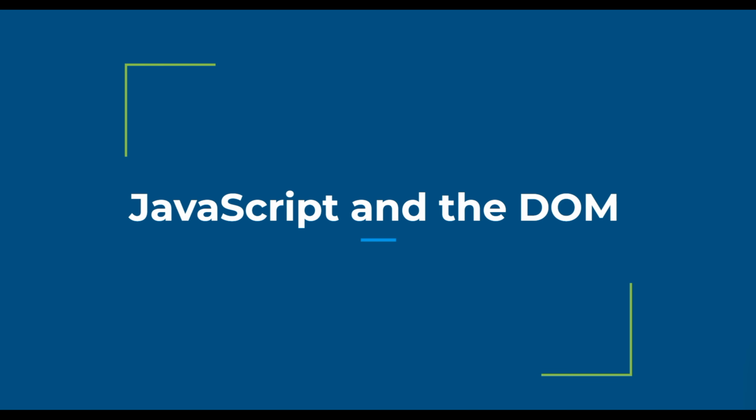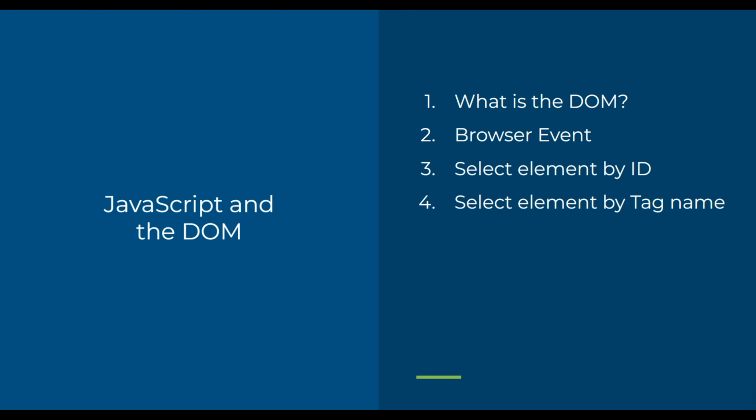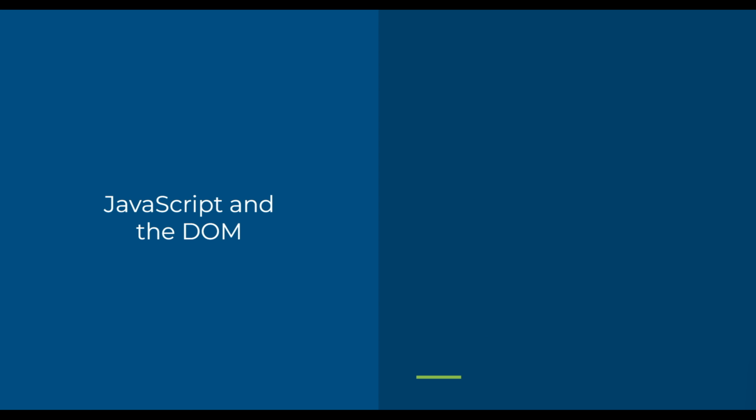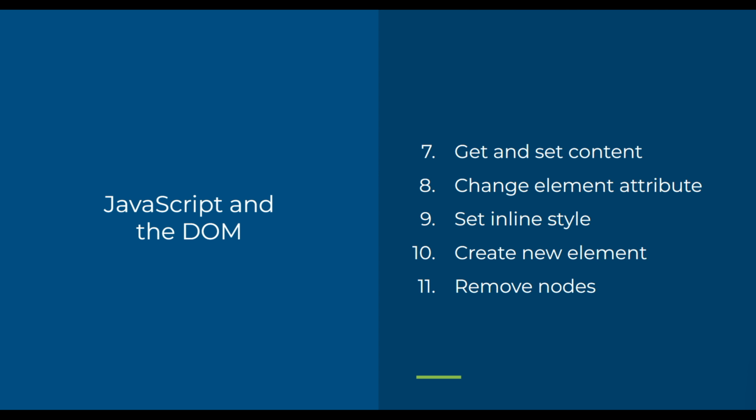I am Vivek and today we will be learning JavaScript and the DOM. I will cover 11 topics in this series. What is the DOM? Browser event. Select element by ID, tag name and class name. Use CSS queries to select page elements. Get and set content. Change element attribute. Set inline style. Create new element and remove nodes. By the end of this course, you will be confident building programs using JavaScript.